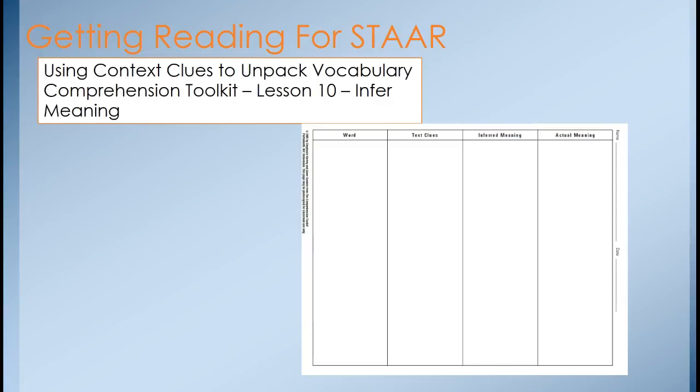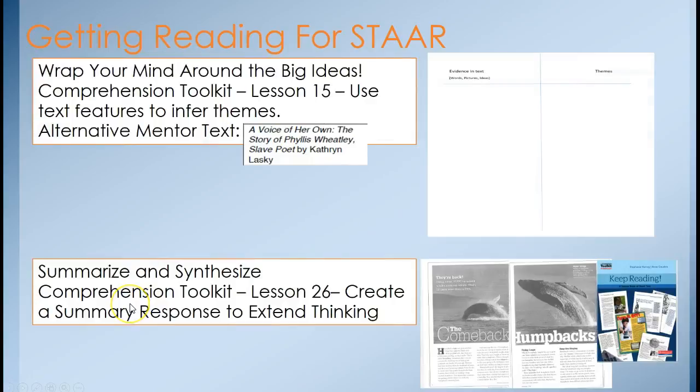This is the response that you could do: the word, the text clues, the inferred meaning, and then the actual meaning. Doing this activity with kids and then having them do it in their independent reading would be huge. Another thing in the Comprehension Toolkit is lesson 15: use text features to infer themes.